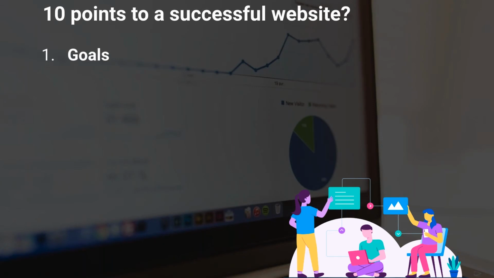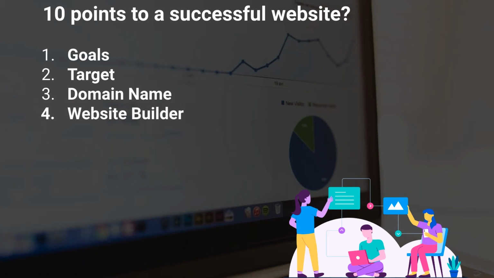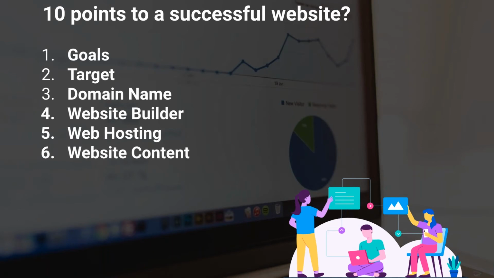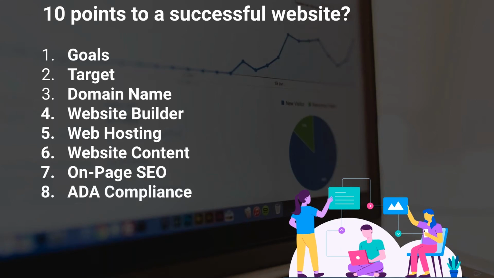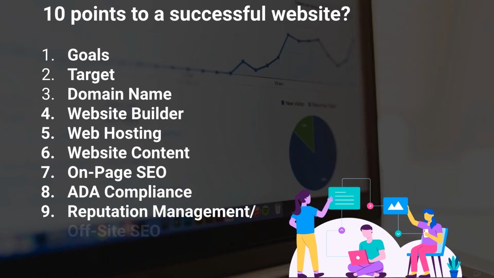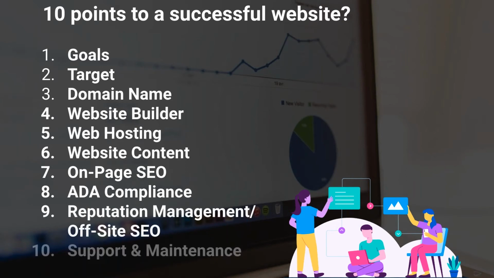So some of the 10 points that we're going to touch on are: first, goals. Then we're going to go over the target, then domain name, the website builder, web hosting, website content, on-page SEO, ADA compliance, reputation management, which is also off-site SEO, and support and maintenance.